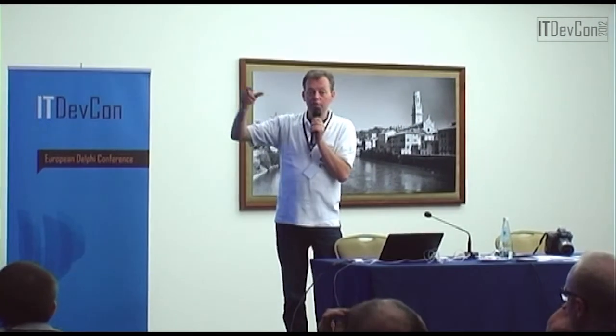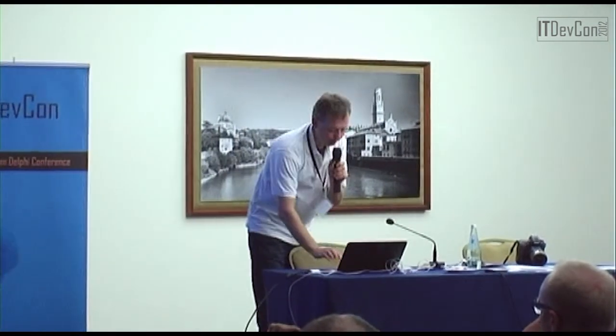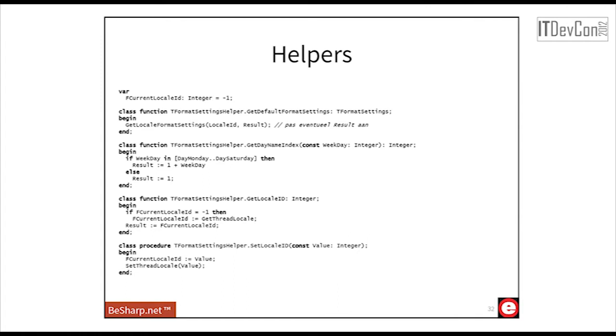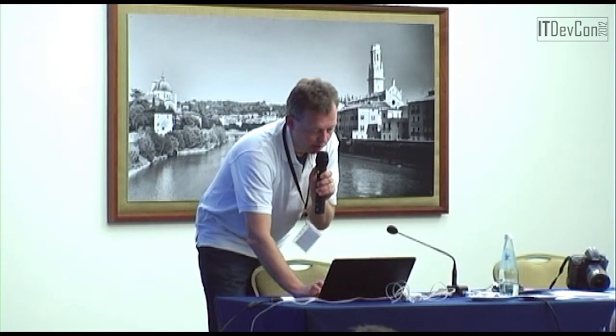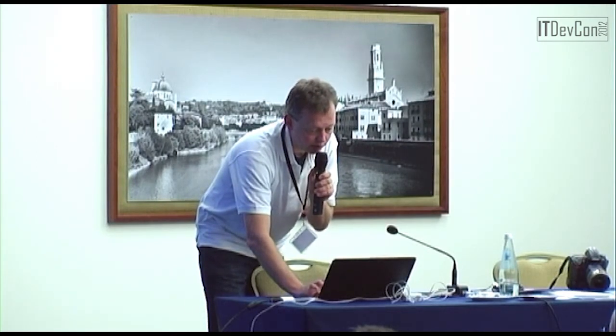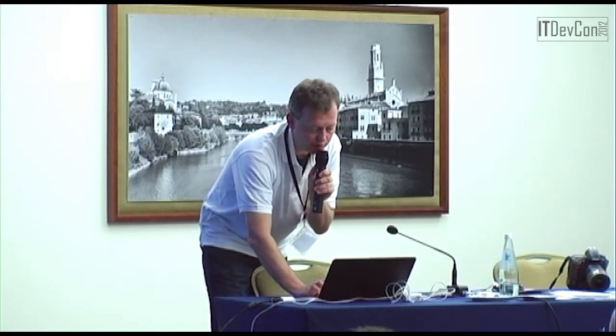So whenever I have a TFormatSettings instance, I can call these methods. And this is the wrapper. So this is the default locale ID. Then if you set it, it stores it and then sets the thread locale. If it was -1, then it asks it and then it caches it, because I wasn't sure how expensive this call was in Windows, and this does the mapping for you. It's a very simple helper, but very useful.